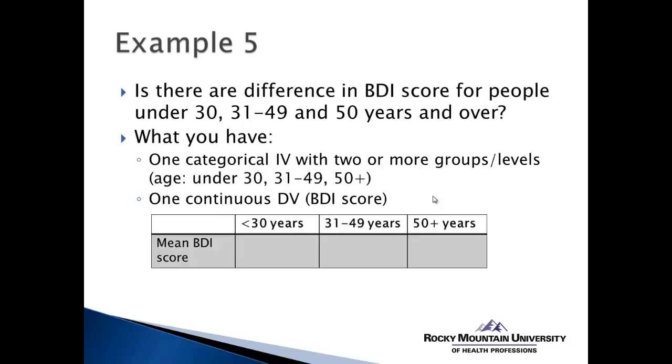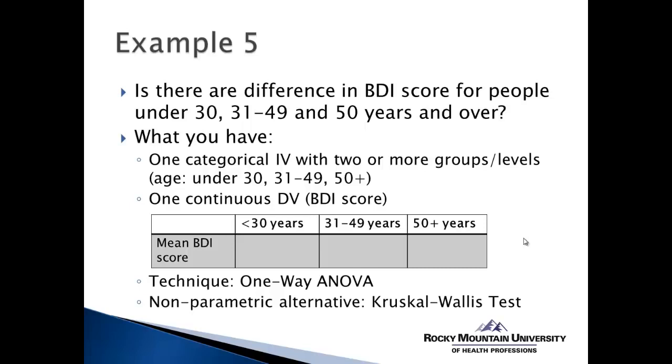So now to graph this would look very similar to what the independent t-test graph looked like, except now we have an additional column for our third group. So our three levels of independent variable, under 30, 31 to 49, and then 50 years of age and older, and then one numeric outcome, mean BDI score. So in this case, our option would be the one-way ANOVA. Now, if our data was not normally distributed, or we violated one of the other assumptions of the one-way ANOVA, our non-parametric alternative is the Kruskal-Wallis test.